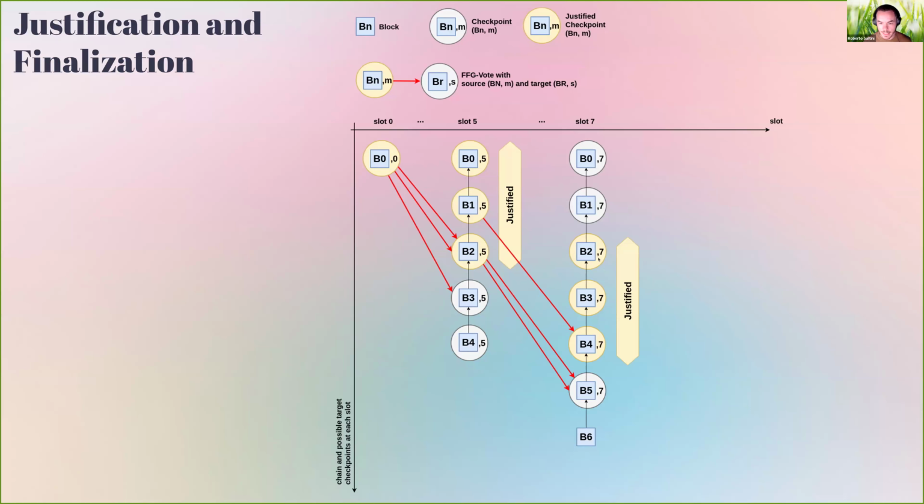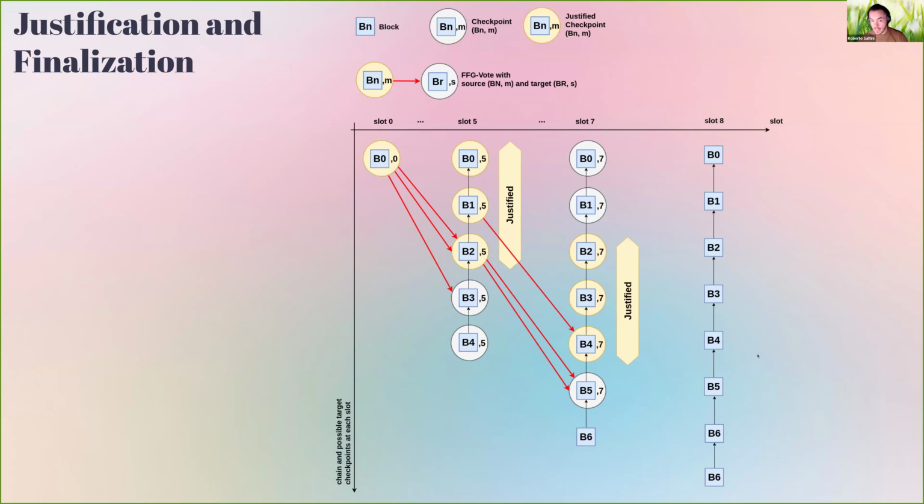Again, if we take an example, B27 is surrounded by 3 FFG votes, starting from an ancestor, which is either B1 and B2, and targeting a descendant, which is either B4 and B5. When I say ancestor, a block is an ancestor of itself and also a descendant of itself.